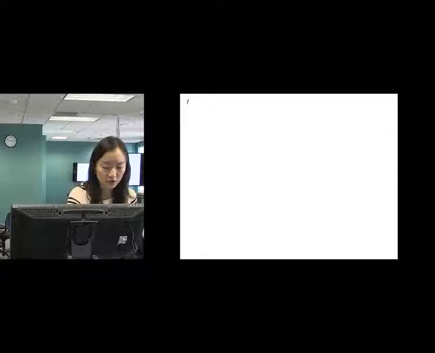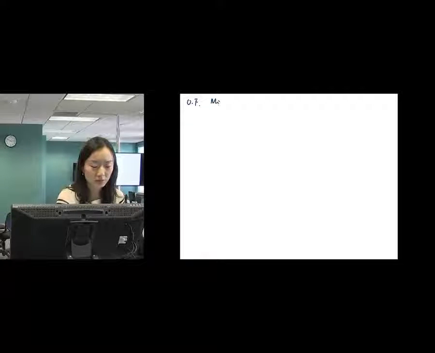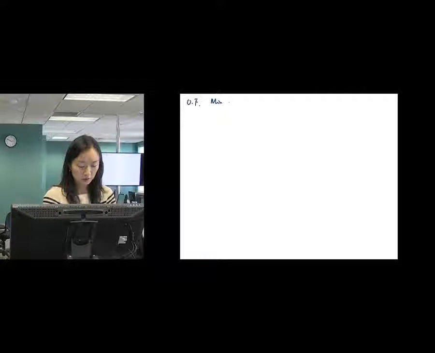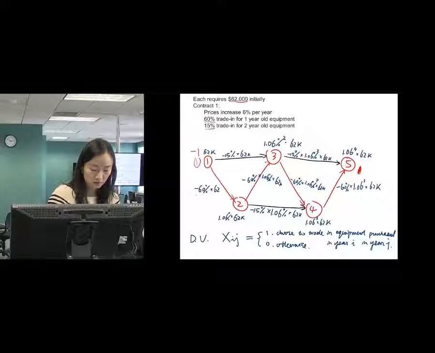Now we need the objective function. We said we're going to minimize the total cost. So go back here, minimize total cost. That means we need a coefficient for all the xij's and sum them together. So look at x12. What's the cost over the arc? This one and this one, right?